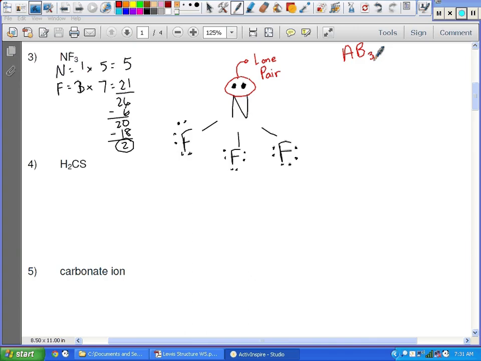So here's what I would like for you to do. Pause your video, see if you can fill out the rest of the things: the shape, the bond angle, the hybridization, the polarity, and the IMF of this. See if you can do that without my help, because the more you can do by yourself, the better off you're going to be.